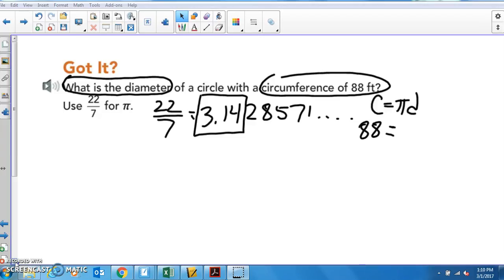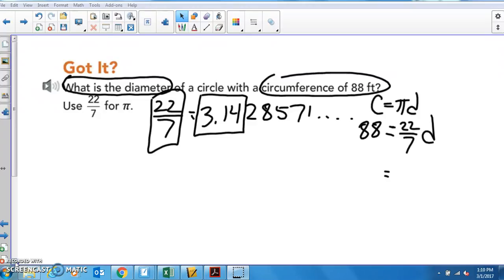So for the circumference, I'm going to put 88 feet. And for the value of pi, we're going to use 22 over 7. So I'm going to say 22 over 7. And what we don't know is the diameter. So we're trying to solve for the diameter. So what we have is the equation, 88 equals 22 sevenths d. So, just like any equation, we're solving for the variable. So in this case, we're solving for the diameter.